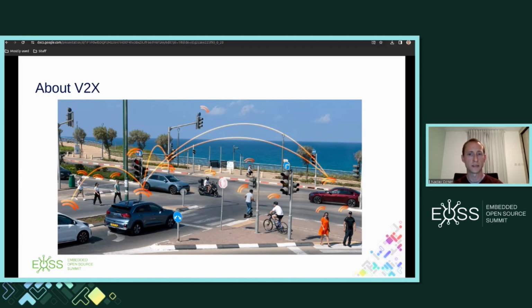V2X as a radio-based sensor is the only non-line-of-sight sensor. It can identify a car bursting into an intersection on a red light, even if it is behind the corner or relatively far for a visual sensor to detect.